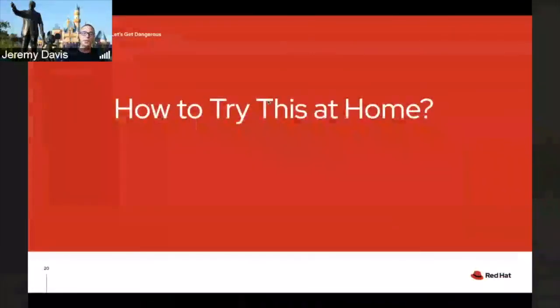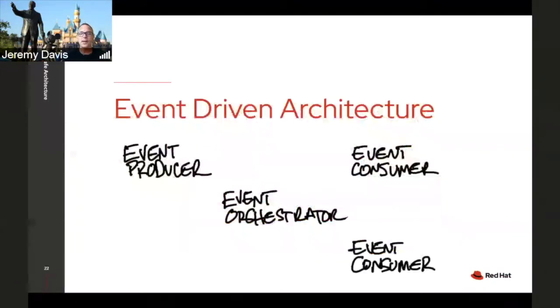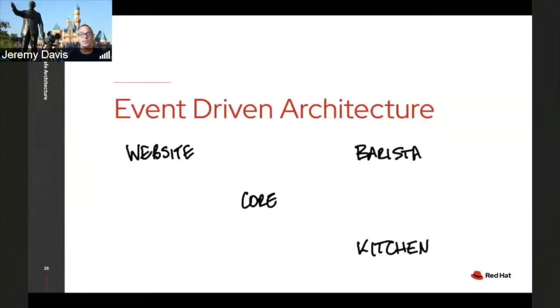All right, so how do you try this at work, or how do you actually build an event-driven system? In event-driven architecture, you typically have one or more event producers, one or more event consumers, and something that orchestrates those events. So in the example that we saw earlier, the website, the UI, you enter your order, and it produces an event.